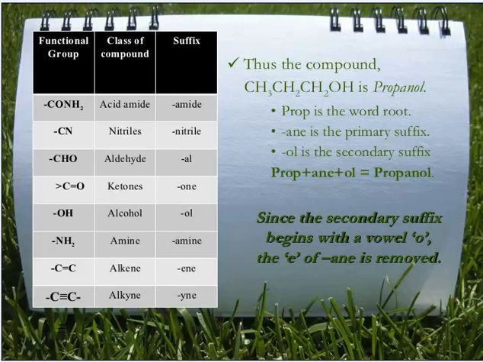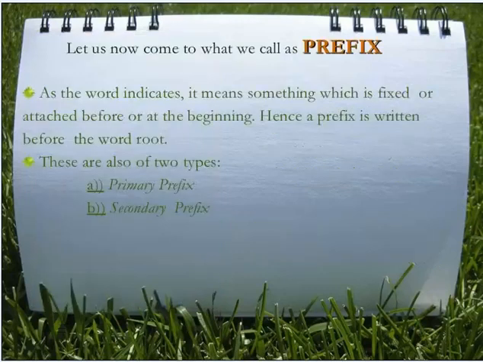If we look to the example, CH3 CH2 CH2OH, the name of this compound will be propanol. Prop because it contains 3 carbon atoms. ANE because the compound is saturated. All carbon-carbon bonds are single bonds. OL because it contains OH group, so the compound is alcohol.